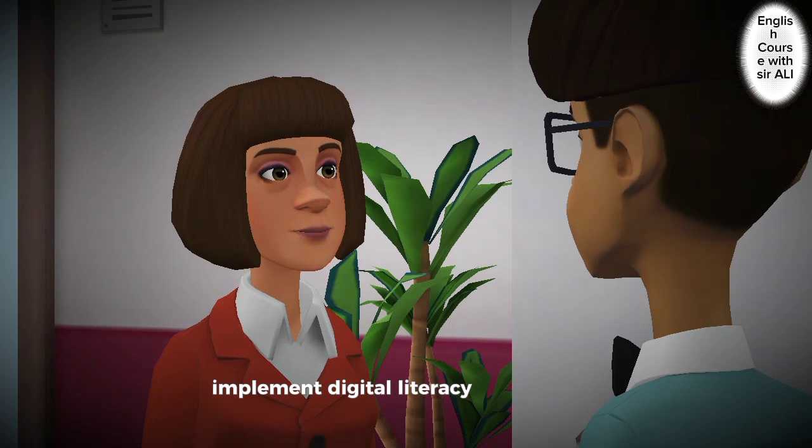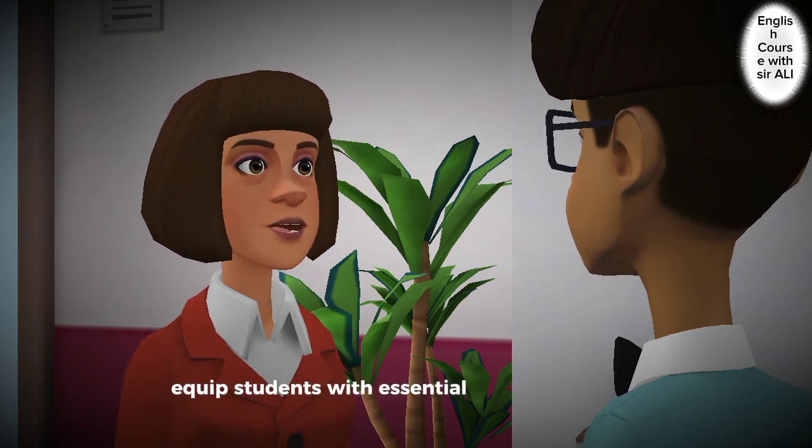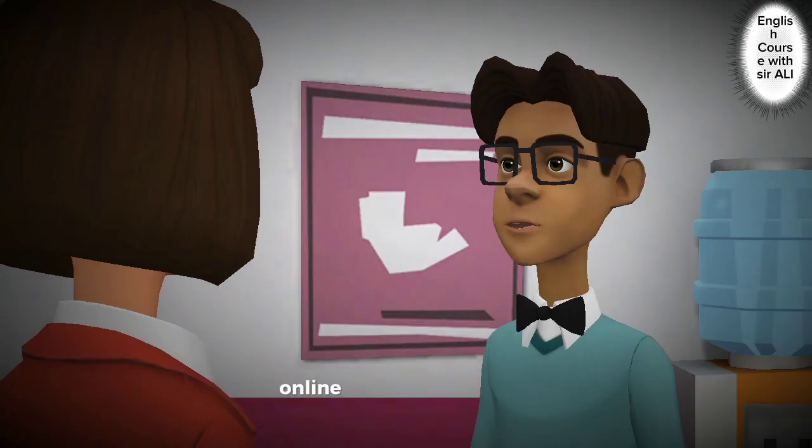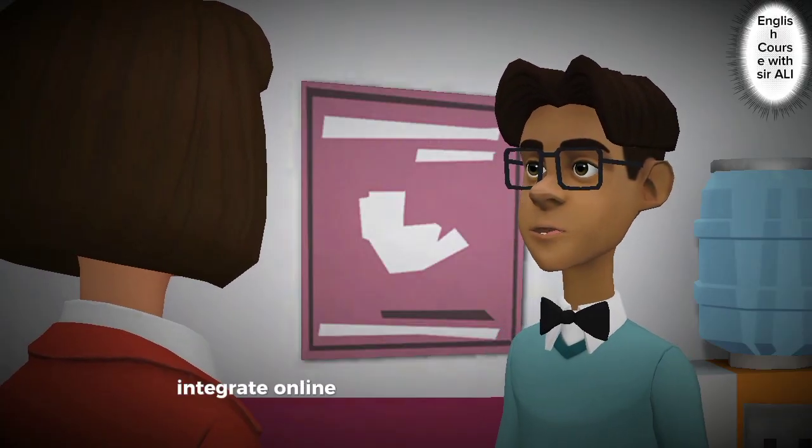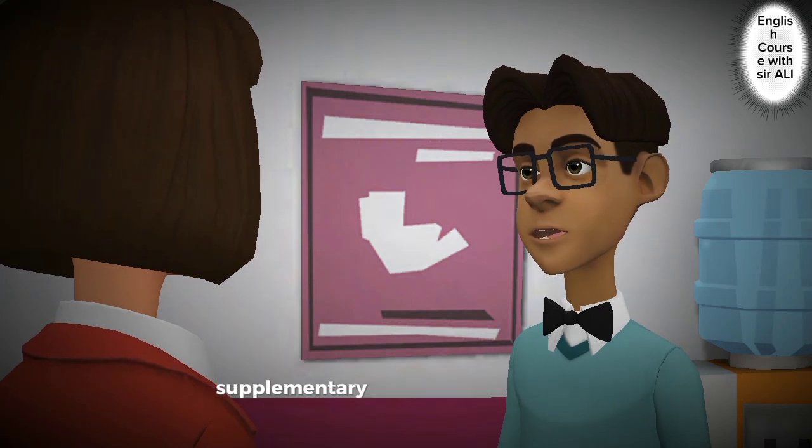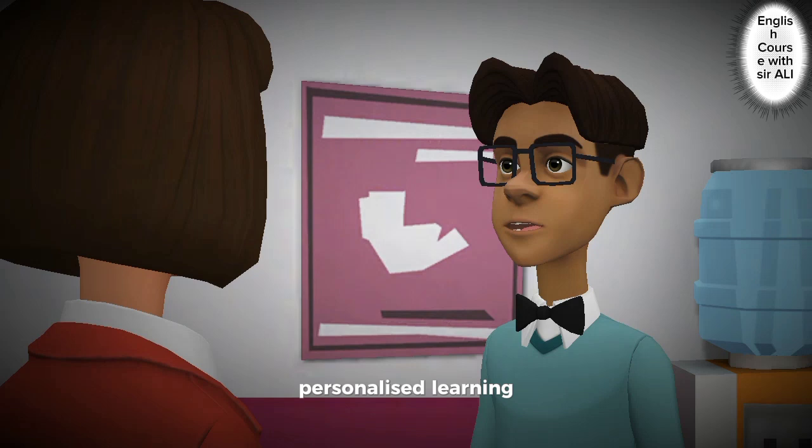Technology integration. Digital literacy programs. Implement digital literacy programs to equip students with essential technology skills. Online learning platforms. Integrate online learning platforms to provide supplementary resources and support personalized learning.